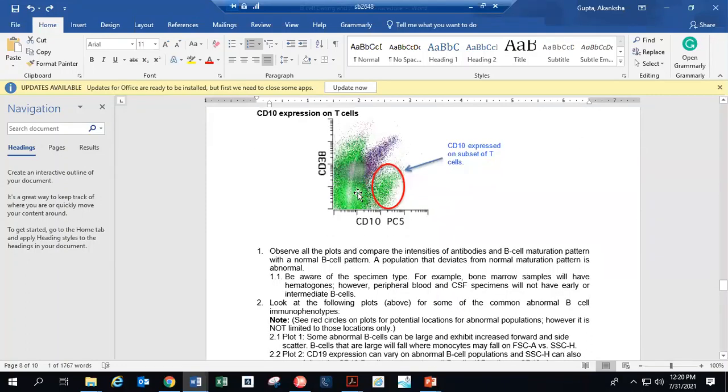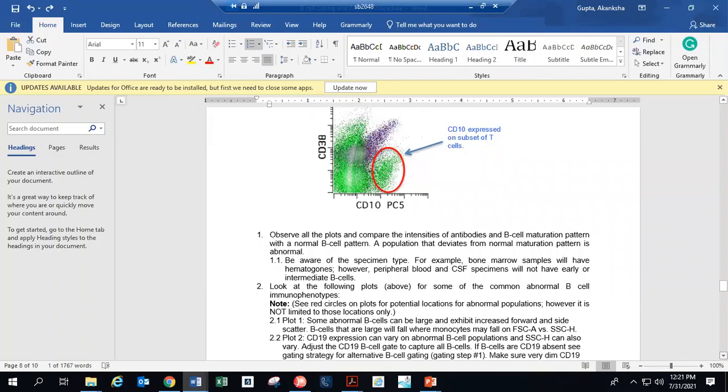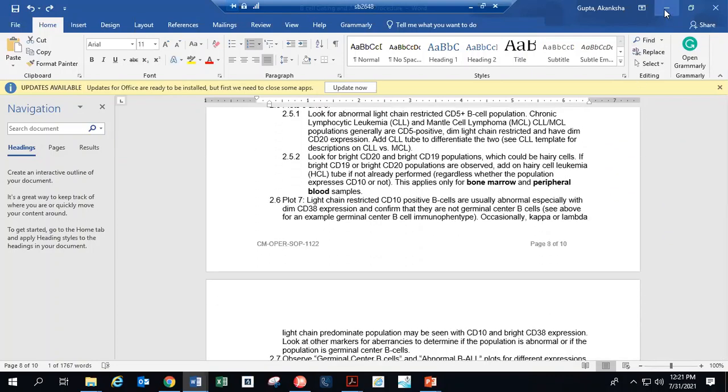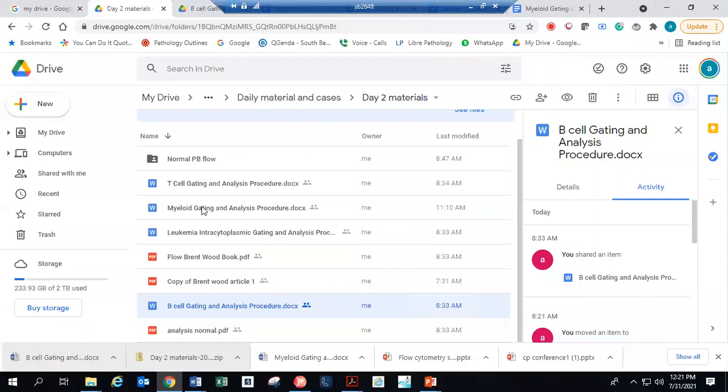And someone had this question, a subset of T cells can have CD10 expression. So that's something that we have to remember. Okay, that's about B cell maturation, B cell gating and plot. Any questions so far or anything that you want to say?